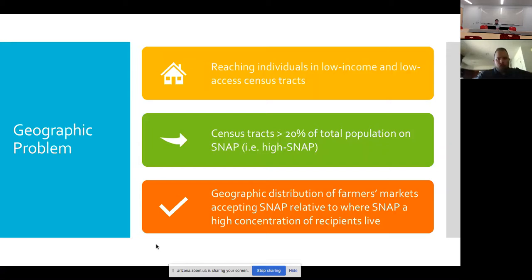And the third problem was, what is the geographic distribution of farmers markets that accept SNAP relative to where there's a high concentration of recipients? So there are many farmers markets in Pima County, but not all of them accept SNAP benefits. So this will only focus on the farmers markets that do, because those are sites that we work with.